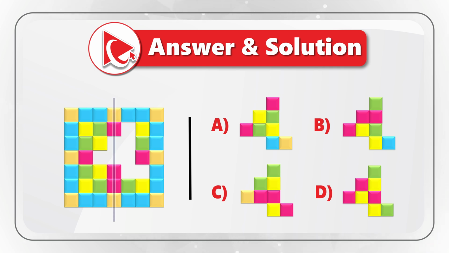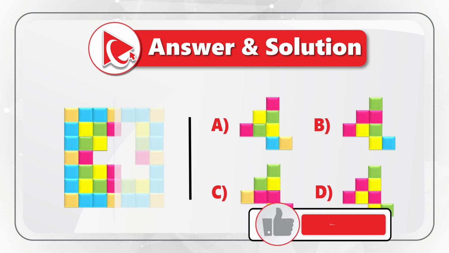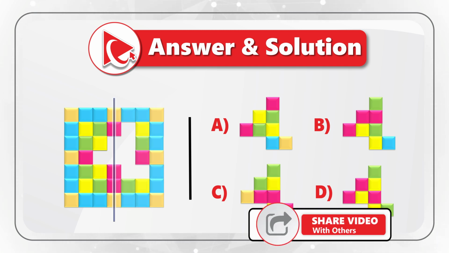And the definition of symmetrical objects or shapes is that they have identical halves that mirror each other. And if we operate using that definition, the only correct answer is choice D.